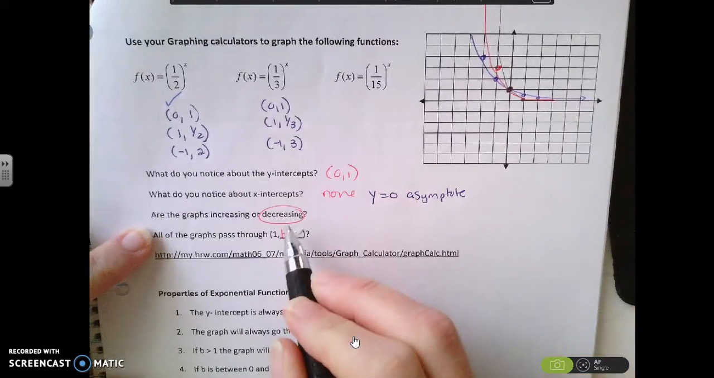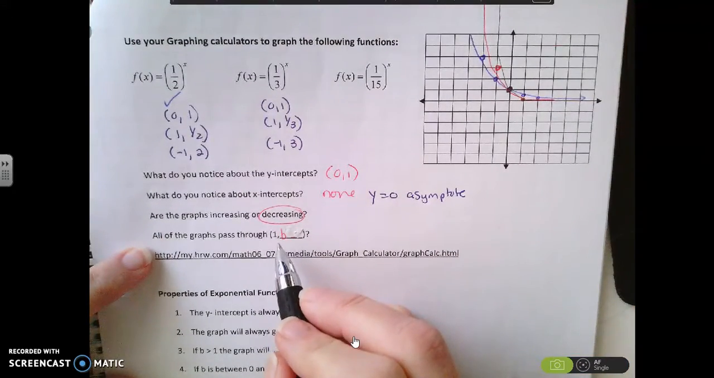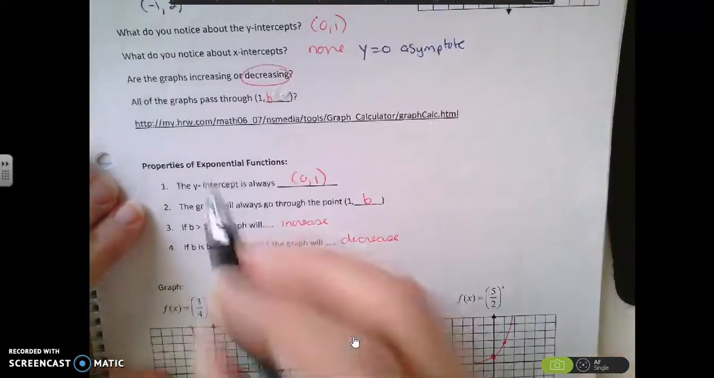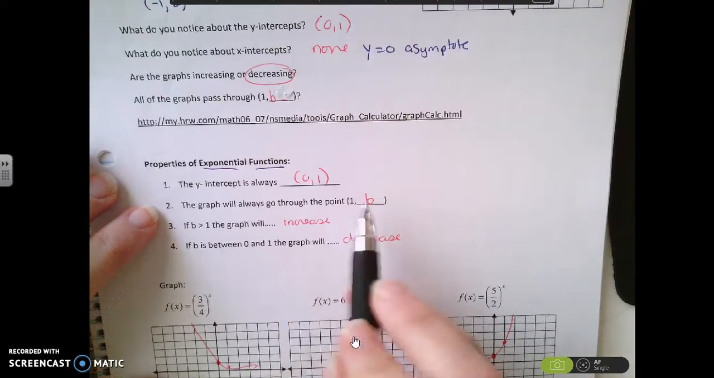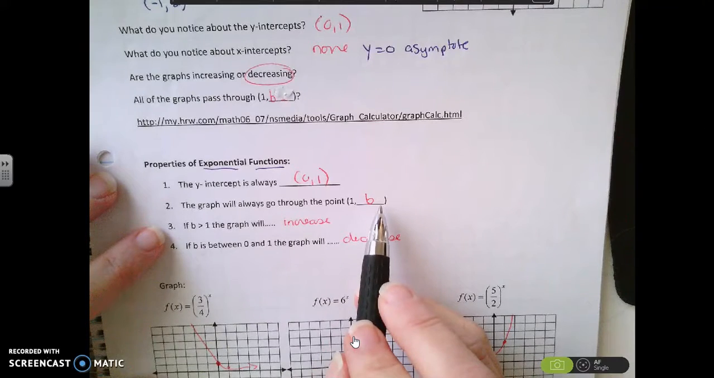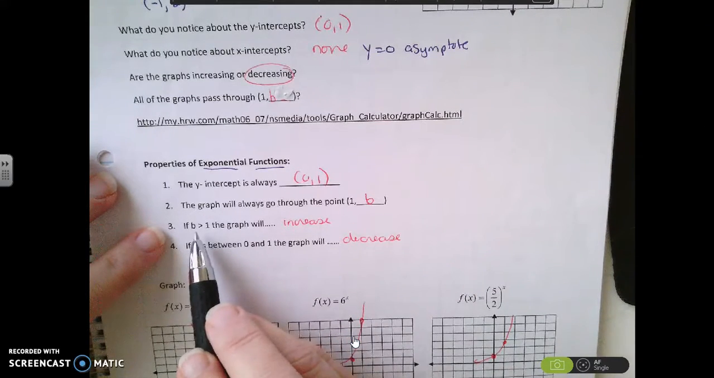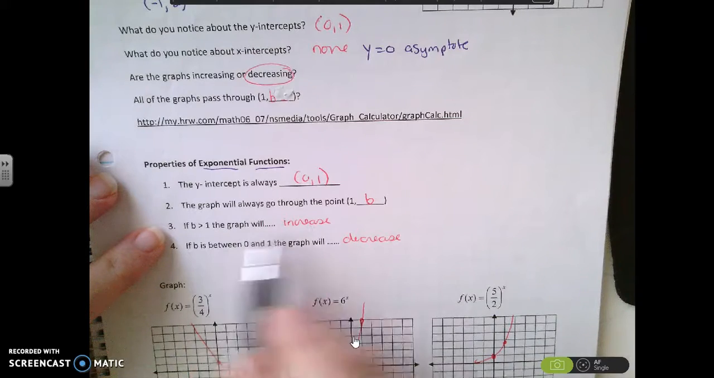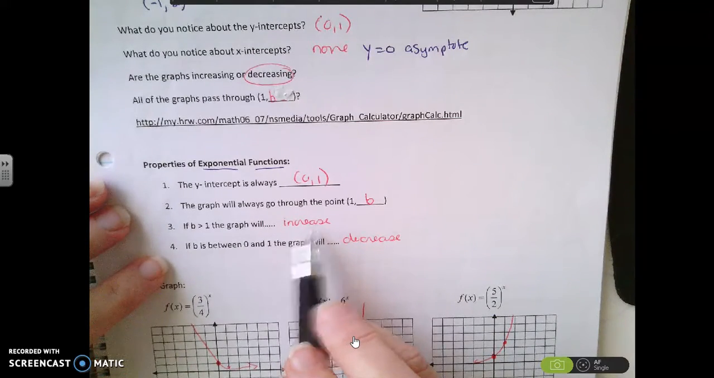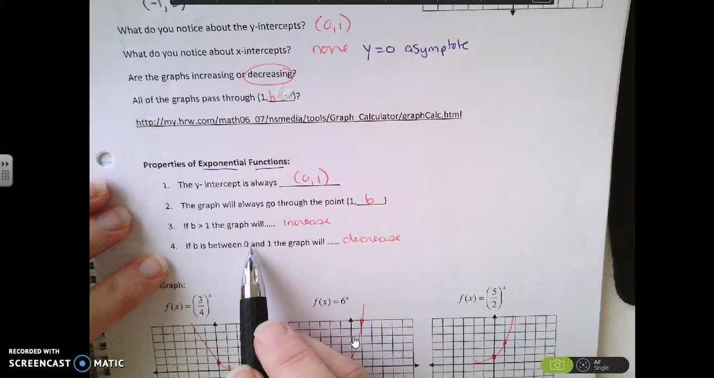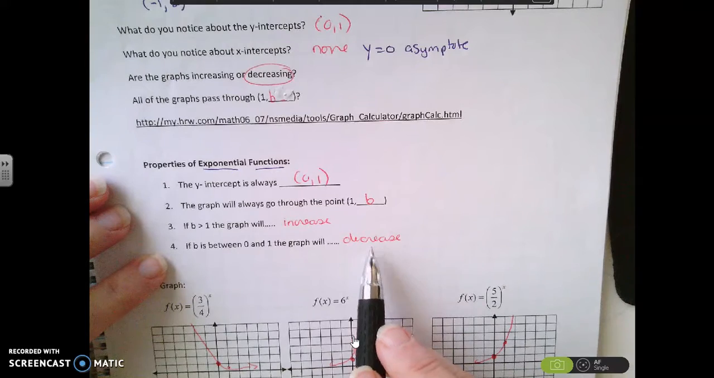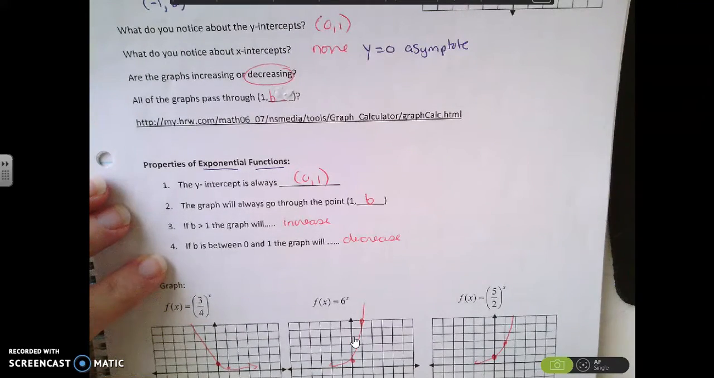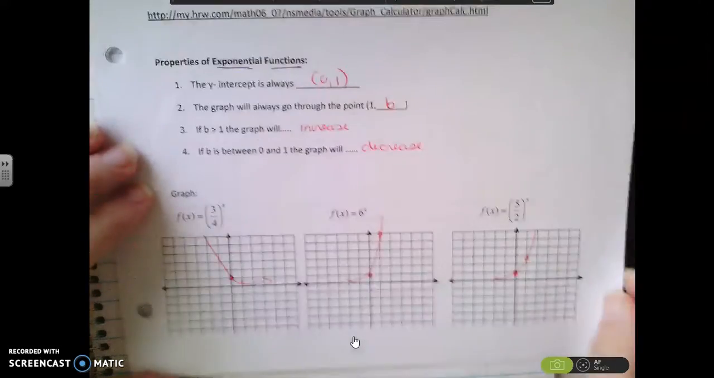These are all decreasing graphs, and again, they all go through the point (1, b). So when I put all this together, anytime I have an exponential function, I know it's going to go through the point (0, 1), and I know it's going to go through the point (1, b). So if the base is bigger than 1, then it's going to be an increasing function. And if the base is a fraction between 0 and 1, then it's going to be a decreasing function. So I can use this information to graph every exponential function I have.